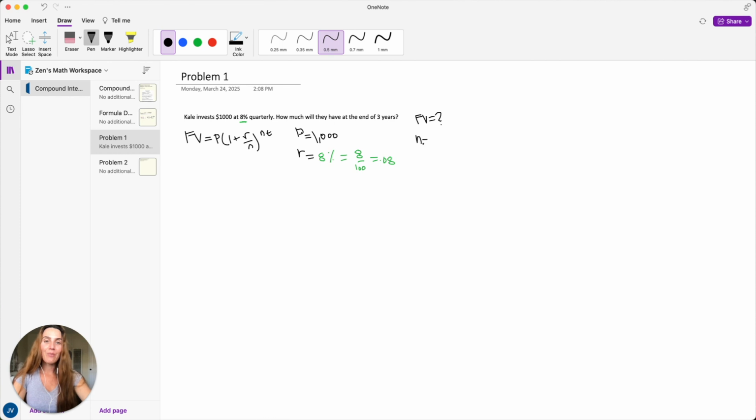N, again, a little bit tricky, but not too bad. You have to read these problems very carefully. It says quarterly. So how many quarters are in 1 year? 4. So N is 4. T is the easiest part. It's the years, and that's 3. So I'm going to go ahead and start plugging in my values into the equation.